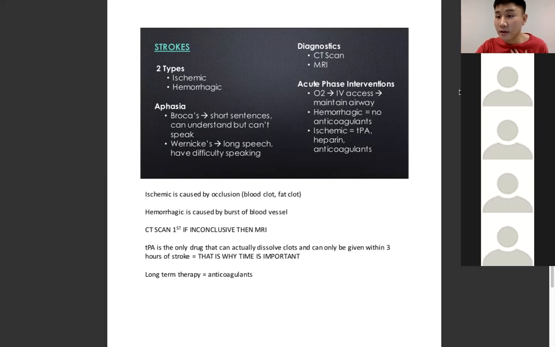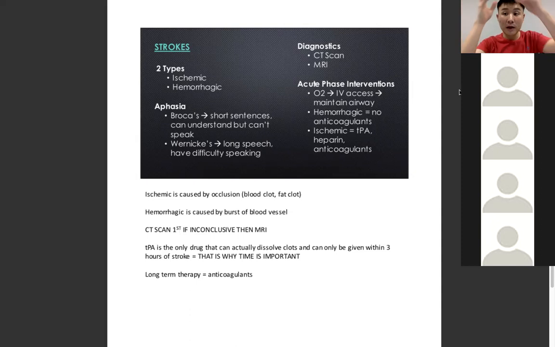Ischemic, in basic words, is the occlusion of the artery where blood is no longer able to perfuse the brain. So ischemic: lack of blood, lack of oxygen, lack of nutrients, lack of perfusion. Hemorrhagic is when there is a bleed in the brain that causes blood loss in the brain.